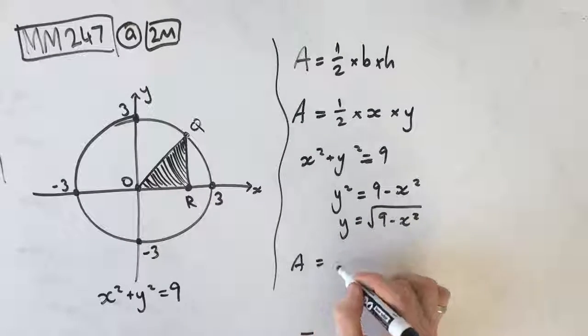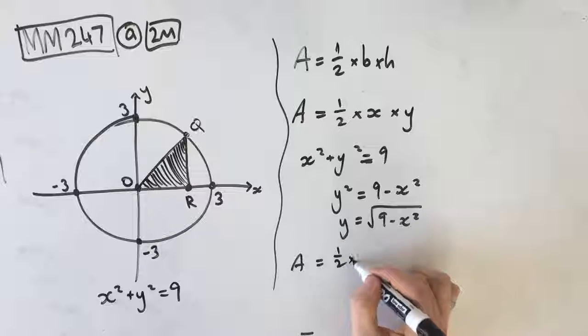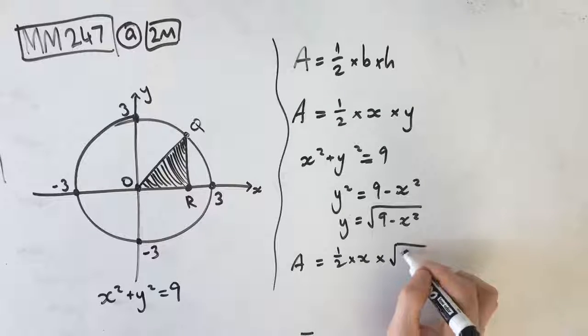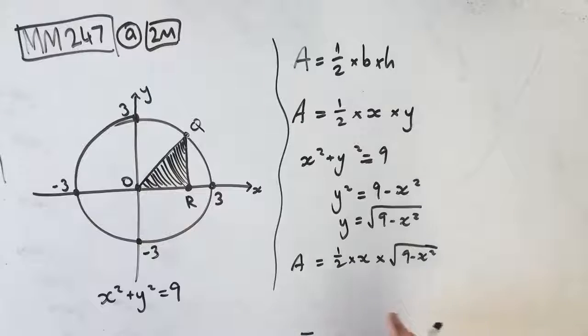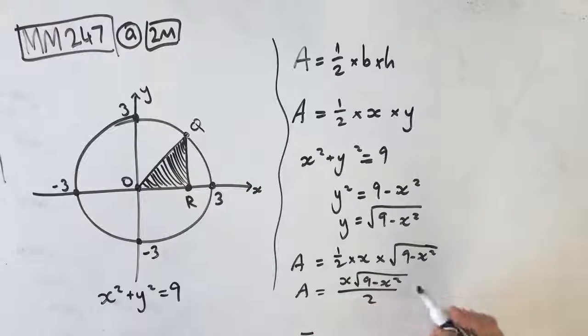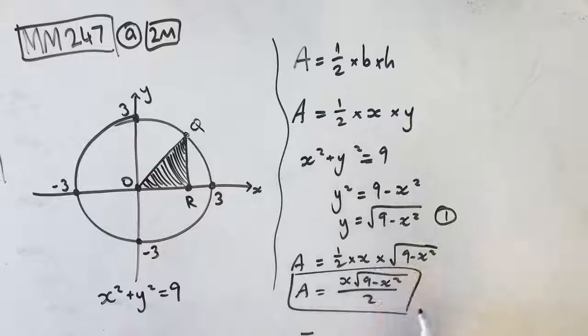So therefore, our area is equal to 1/2 times x times root 9 take x squared, which means that we can say that our area is equal to x root 9 take x squared over 2. Our first mark comes when we find what y is, and our second mark comes when we give our area in terms of x. So that's it for part A. Let's move on to part B.